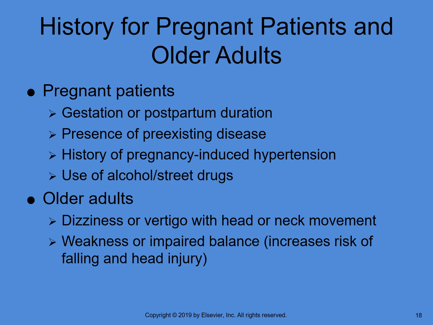With older adults and pregnant patients, these are our special populations. We always call pediatrics, pregnancy, and older adults our special population. For pregnant patients, we want to know their gestation, any pre-existing disease, pregnancy induced hypertension, or do they use any drugs? With older adults, dizziness and vertigo is always important to identify, not just with this topic, but across the board in older adults. Weakness or impaired balance.